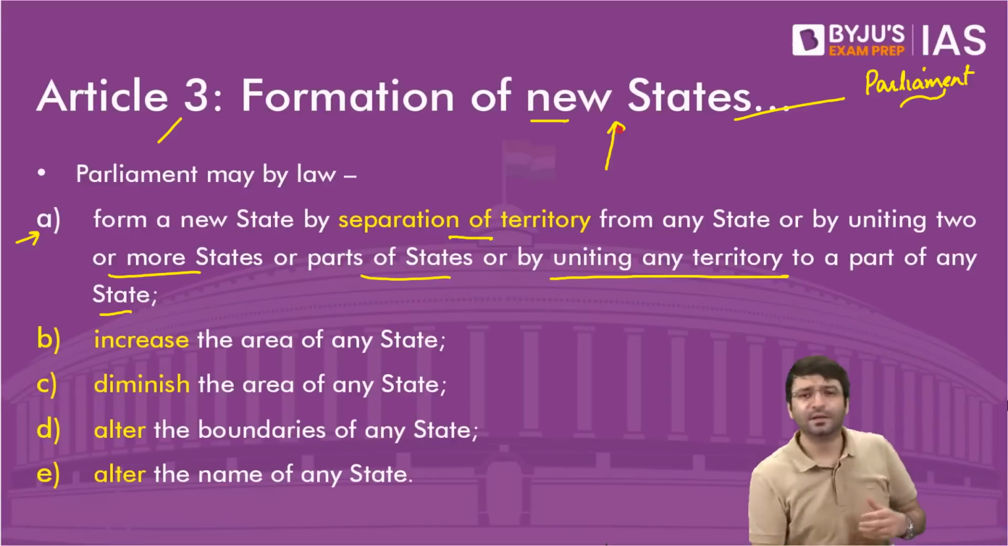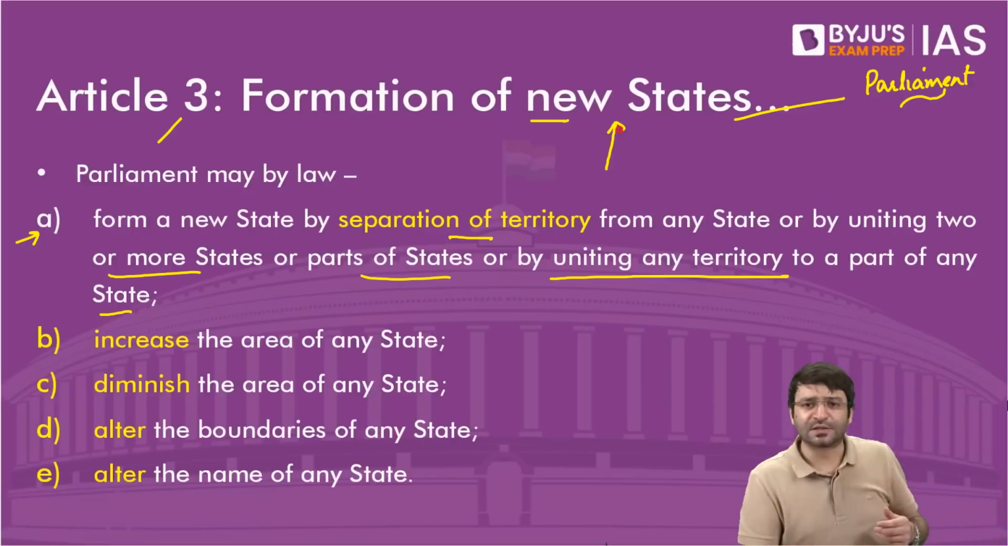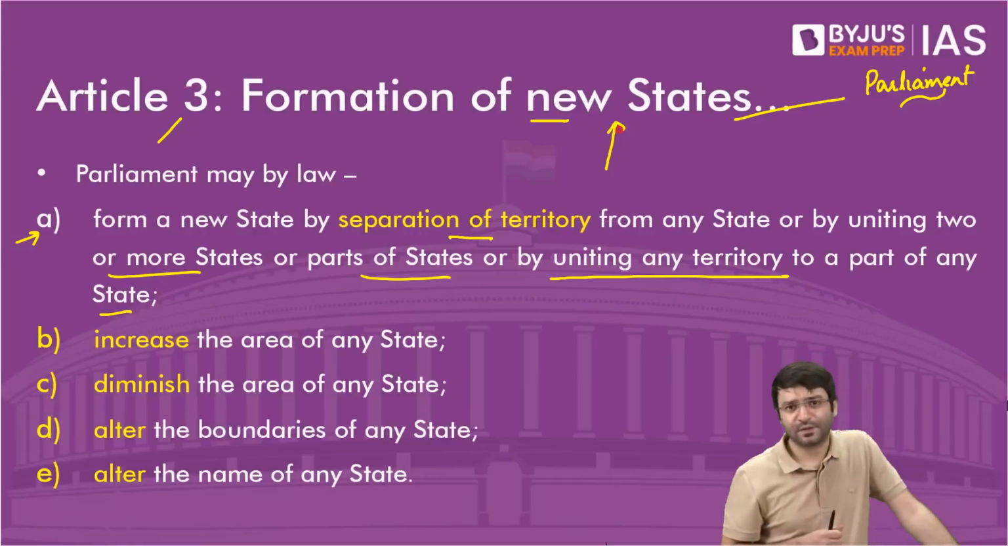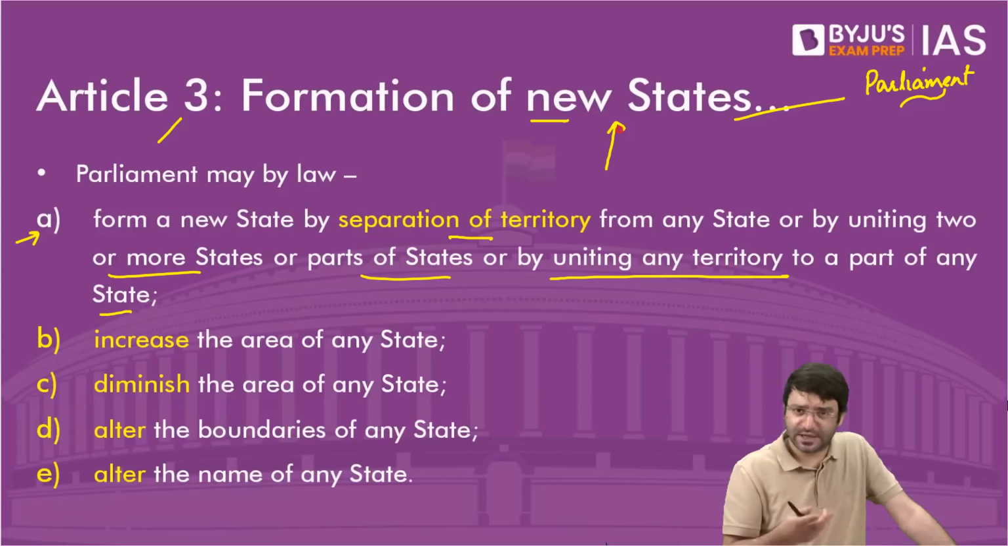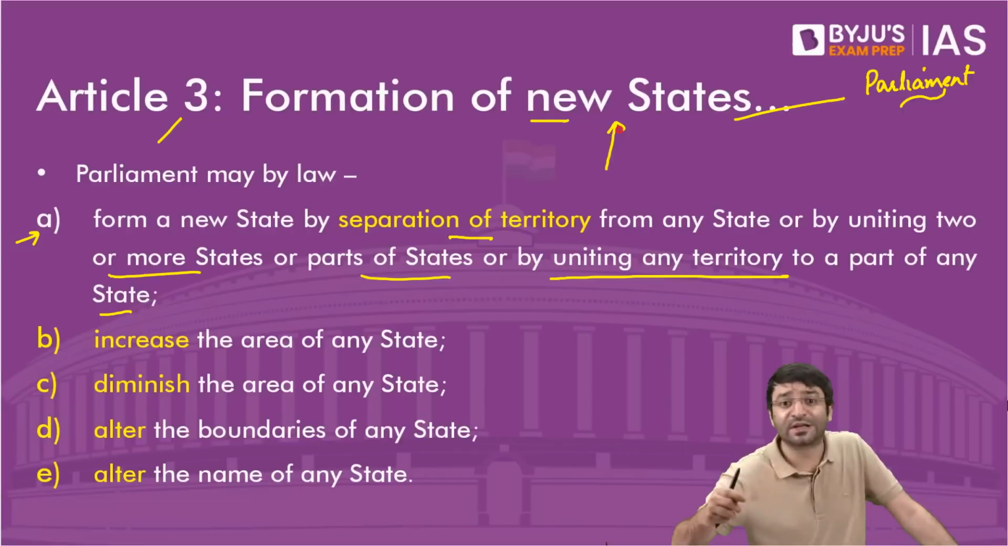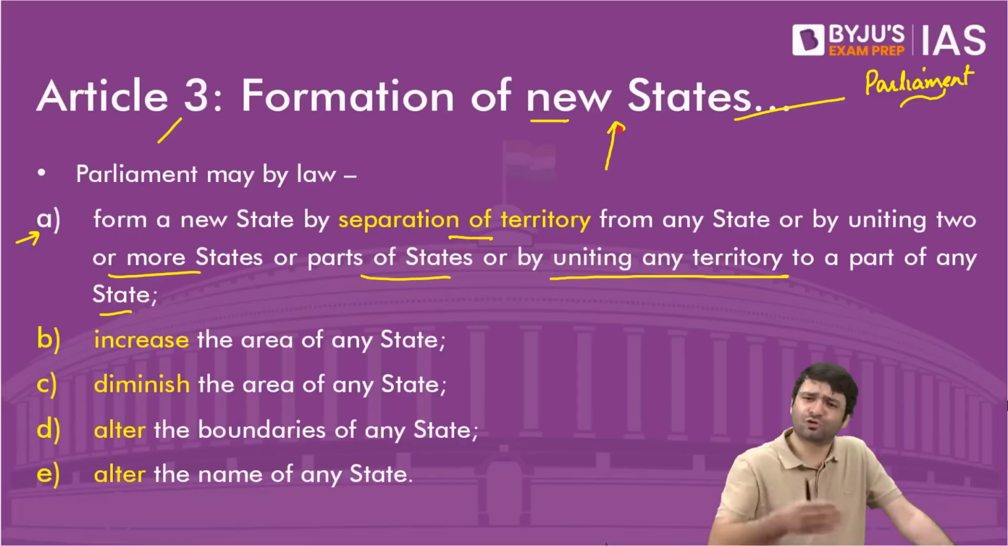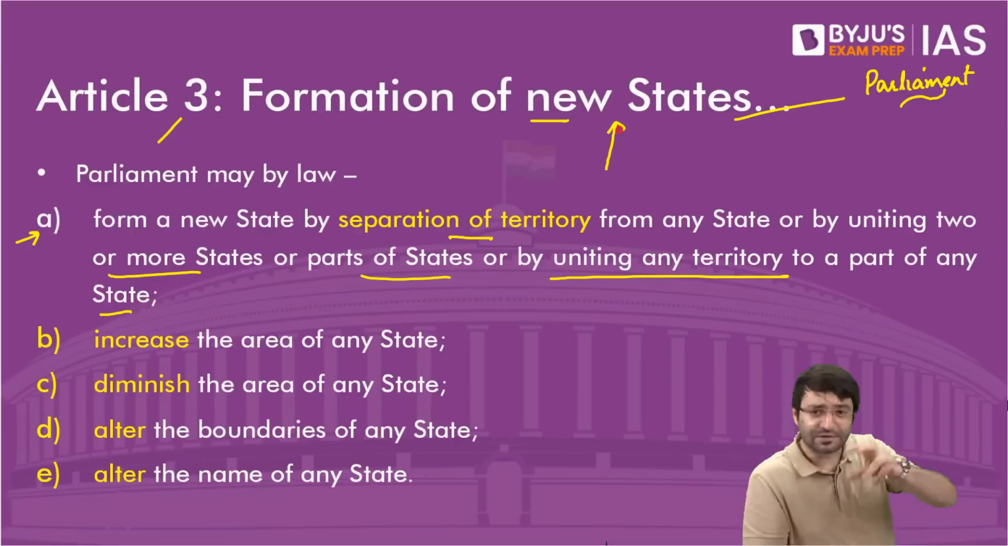For example, Madhya Pradesh in 2000 was bifurcated into Madhya Pradesh and Chhattisgarh. Bihar was bifurcated into Bihar and Jharkhand. Same year, Uttar Pradesh was bifurcated into Uttar Pradesh and Uttaranchal initially, which later on became Uttarakhand. Prior to that, Punjab was bifurcated. Bombay was bifurcated. So many instances of reorganization have taken place when the country has been reorganized into different states.